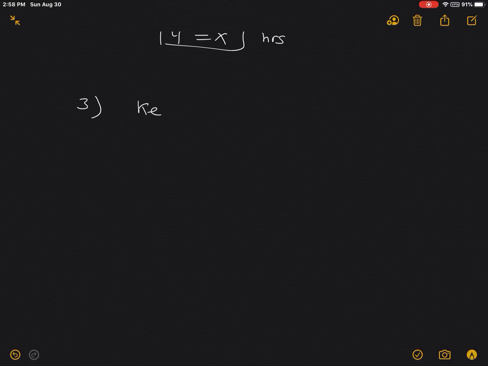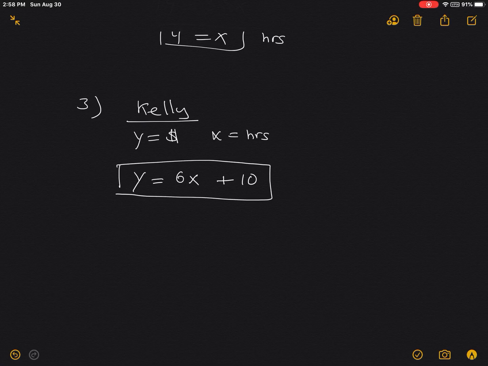All right, so let's start with Kelly. Let's write an equation for Kelly. I'm going to let y equal the fees, or the amount of money, and I'm going to let x equal the hours, okay? So the $10 flat fee is just your y-intercept. And the $6 per hour, that's your slope, so 6x. y is equal to 6x plus 10. All right? And hopefully that makes sense, right?